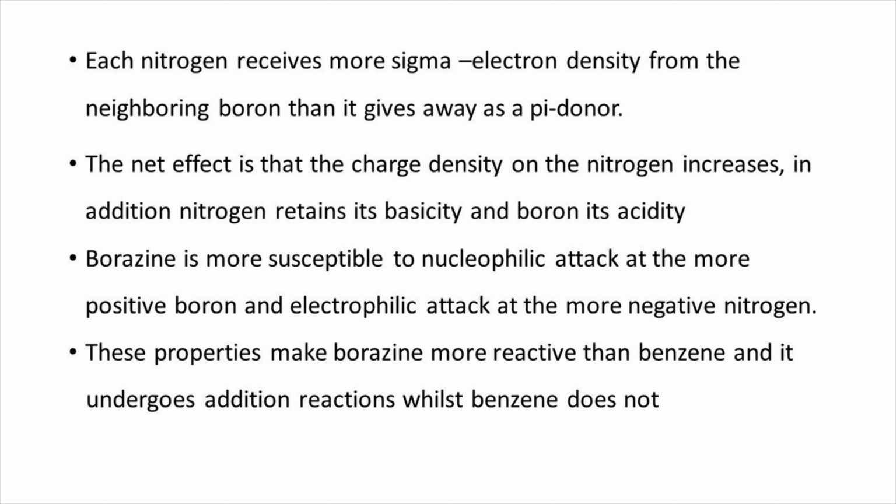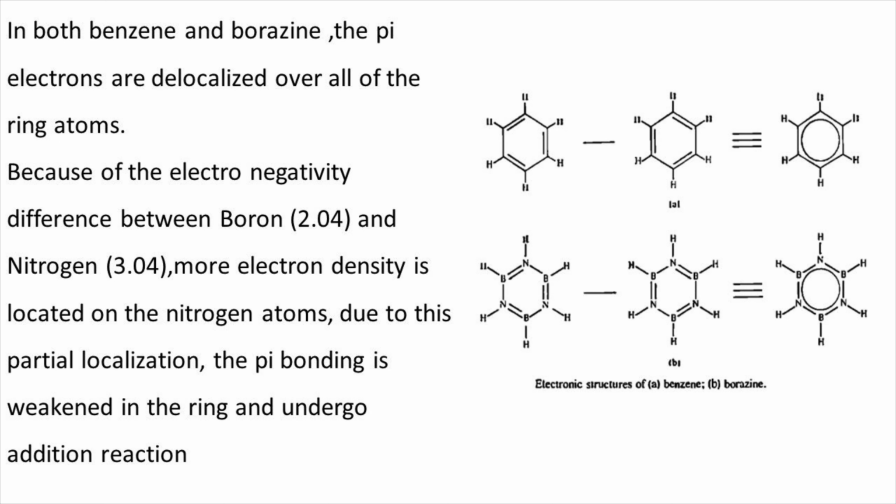In both benzene and borazine, the pi electrons are delocalized over all of the ring atoms. Because of the electronegativity difference between boron and nitrogen, more electron density is located on the nitrogen atom. Due to this partial localization, the pi bonding is weakened in the ring and it undergoes addition reactions.